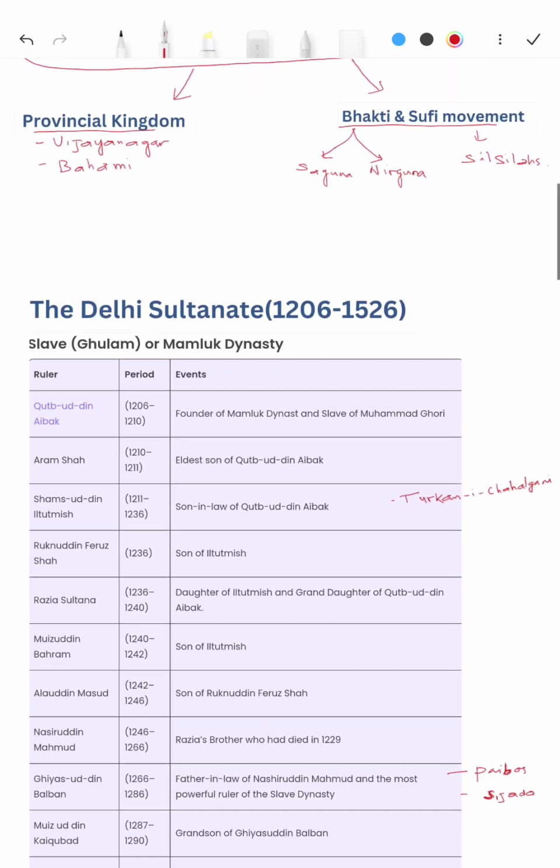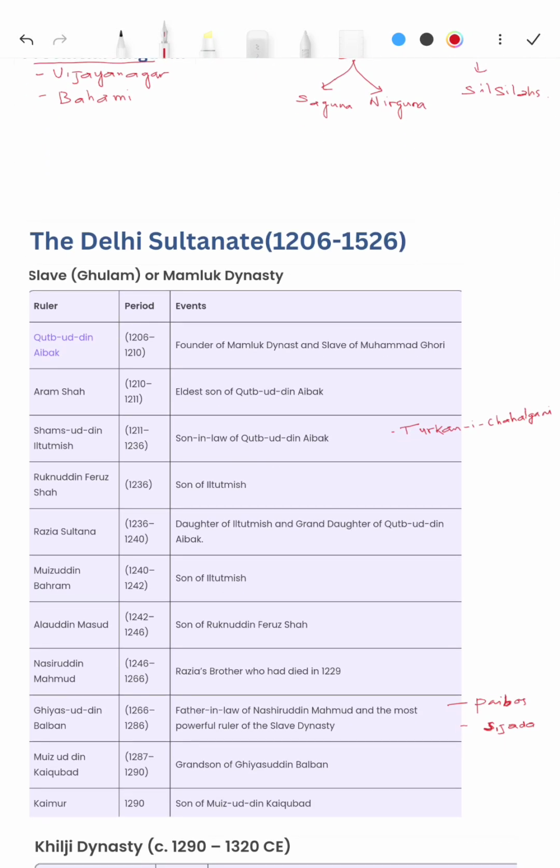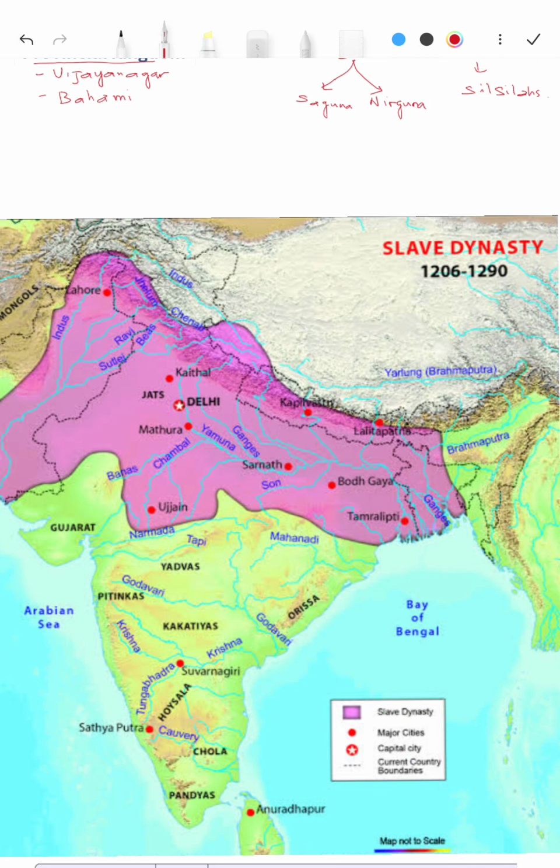Then comes the Delhi Sultanate. We have seen in Part 1 how Ghazni and Ghori laid the foundation of Turkish rule in northern India. However, in 1206, Ghori was killed. The reign of India passed on to Aibak, who laid the foundation of the Slave dynasty. He was a Turkish slave of Ghori who played an important role in the expansion of the Turkish Sultanate in India.